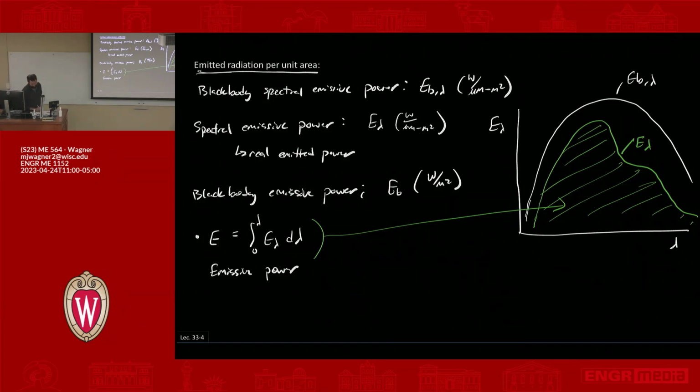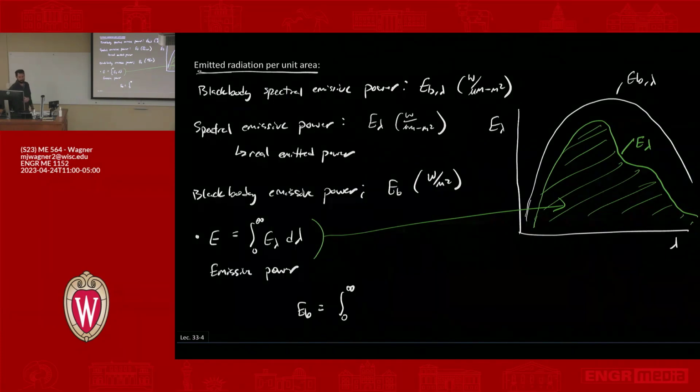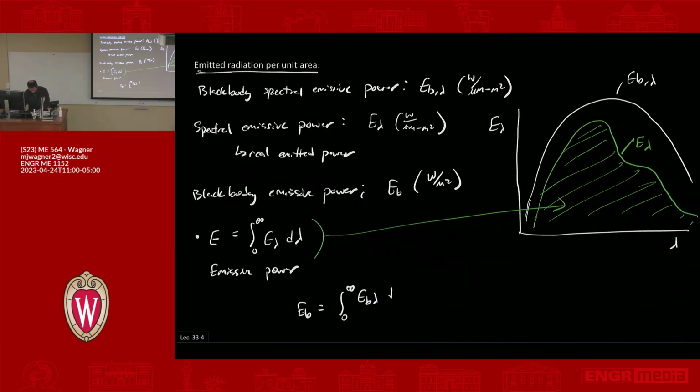Another definition before we move on. Let's say we want to get E_B. E_B would be equal to the integral from 0 to infinity. Sorry, I made a mistake up here. This should be the integral from 0 to infinity, taking all wavelengths, of E_B lambda d lambda. If we evaluate that using Planck's law, it is the integral from lambda equals 0 to infinity of C1 over lambda to the 5th, times exponential of C2 over lambda T minus 1, d lambda. And it turns out that's equal to sigma T to the 4th.